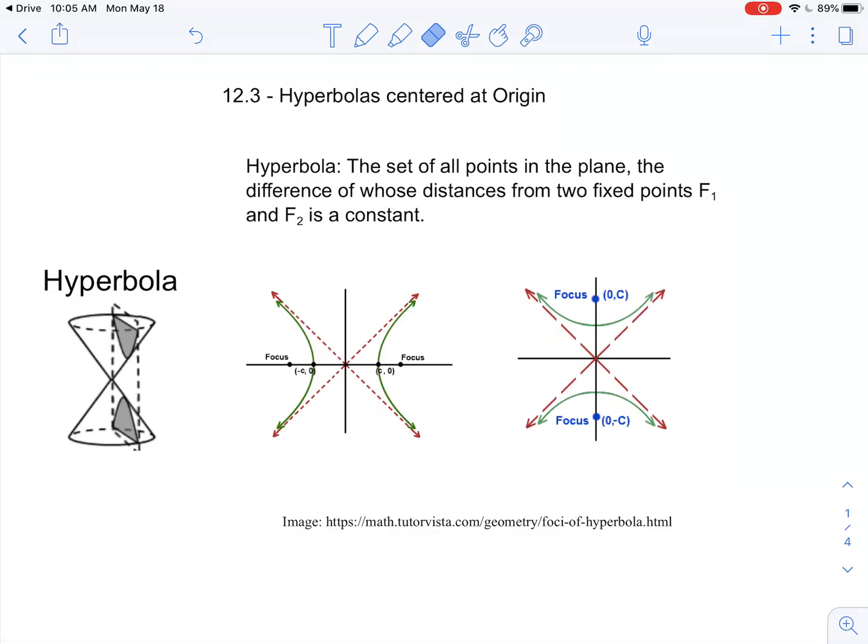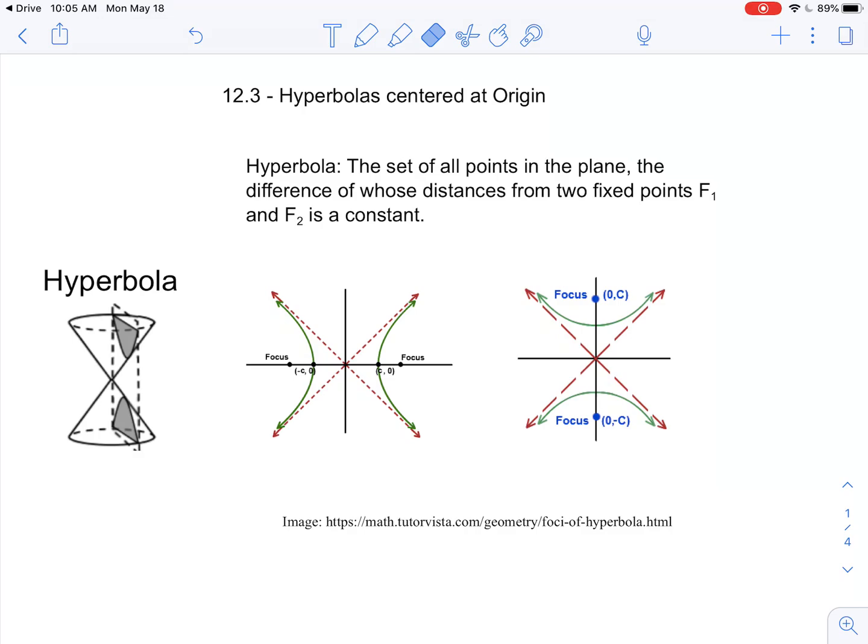12.3, hyperbola centered at the origin. So you have looked at circles that have been centered at the origin as well as translated, so their centers are moved off the origin. You've taken a look at an ellipse, which is an oval-shaped conic. And now we're going to look at hyperbola.